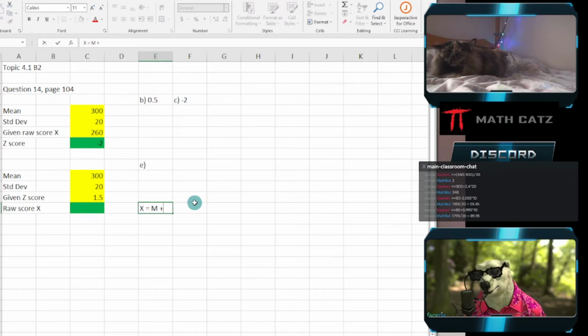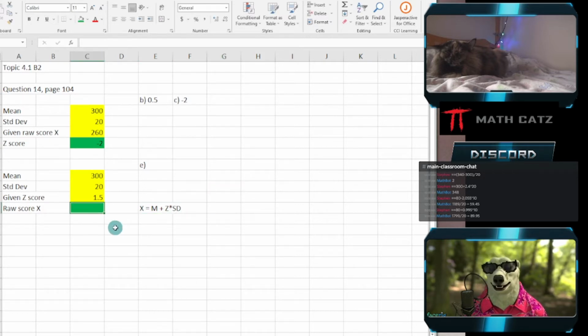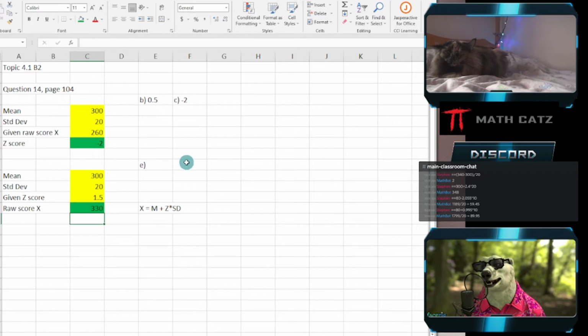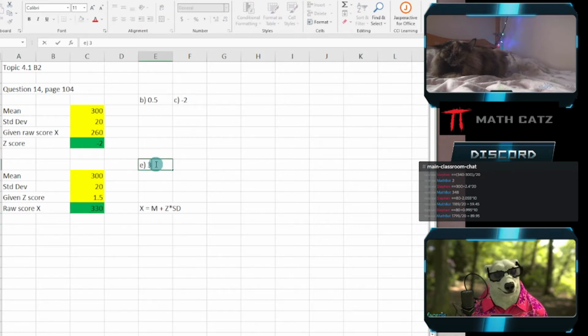But we're not going to use that. M plus Z score times, let's write it like that. So that'll be my reminder, but it still comes from that same formula. I start with an equal sign, and I take the mean and add the Z score times the standard deviation. And I get a 330, which I maybe want to put in there as my answers.